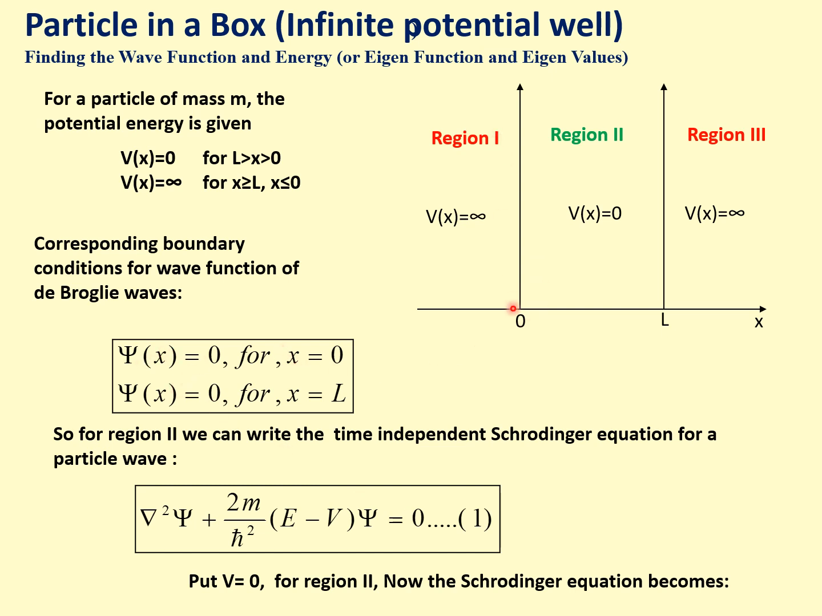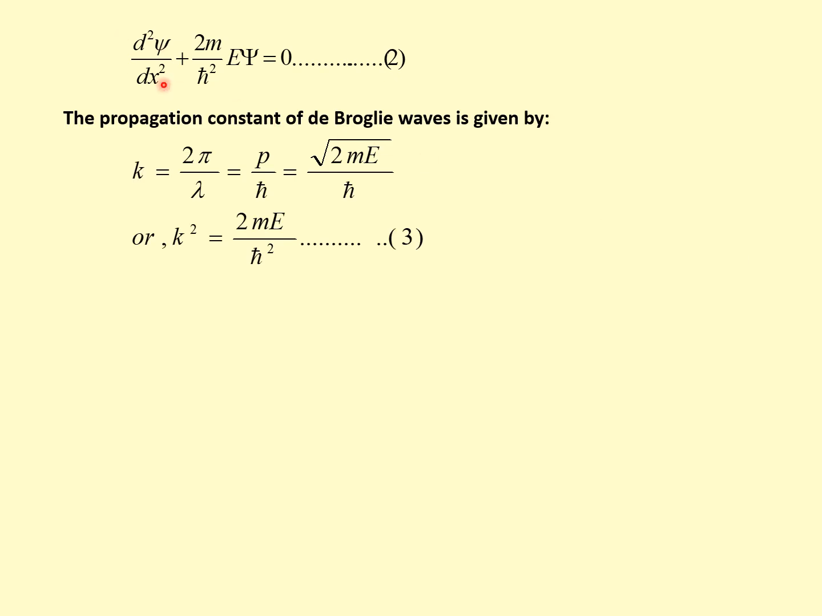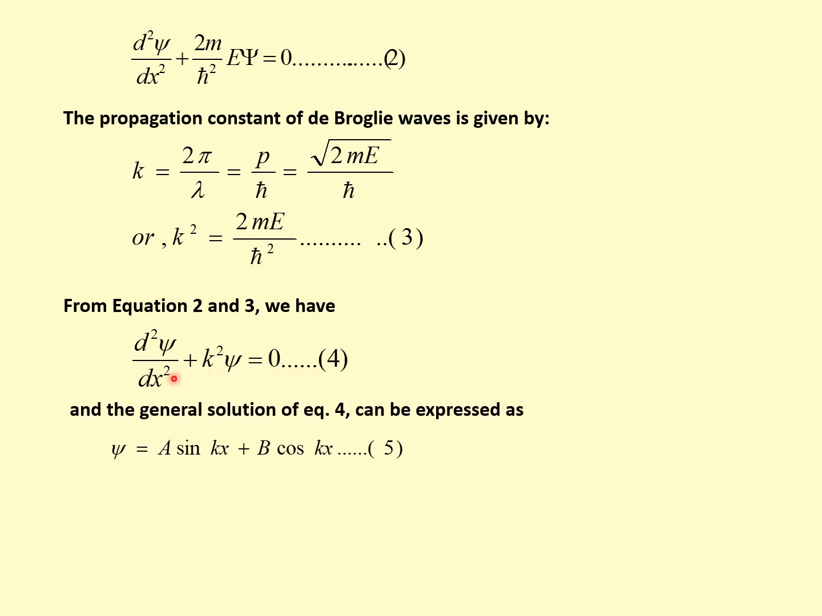The boundary conditions are: psi of x equal to 0 at x equal to 0, and at x equal to L, psi equal to 0. Now we have this equation del 2 psi by del x square plus 2mE by h bar square psi equal to 0, and if we take this term 2mE by h bar square as k square, where k is the propagation vector 2 pi by lambda, then this equation becomes del 2 psi by dx square plus k square psi equal to 0. This is a second order differential equation, and the general solution is psi equal to A sin kx plus B cos kx.